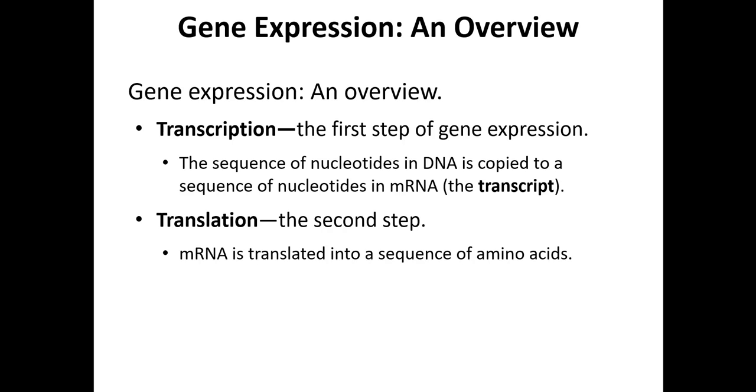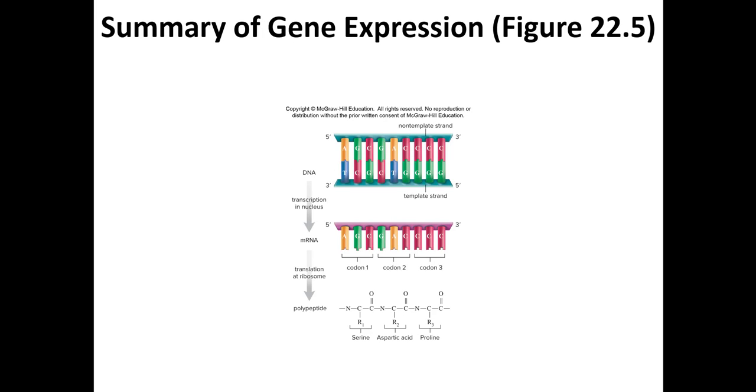Gene expression: an overview. The first step in gene expression is transcription, when a DNA template is copied into a strand of mRNA. The information from mRNA is then converted into protein in a process called translation, which is the second step. Over here is the central dogma of biology. You go from DNA to mRNA to protein, or polypeptide.